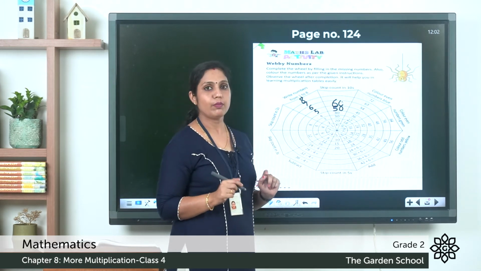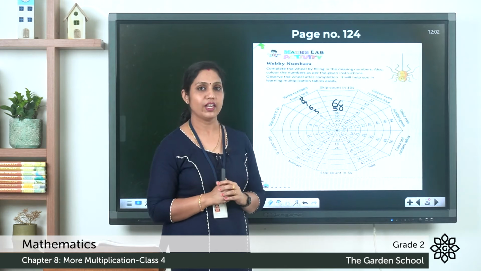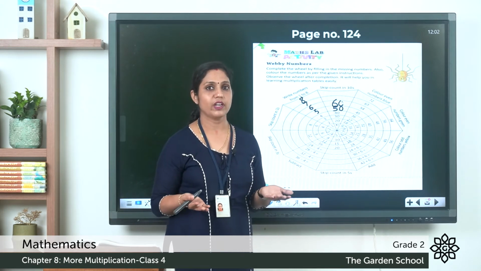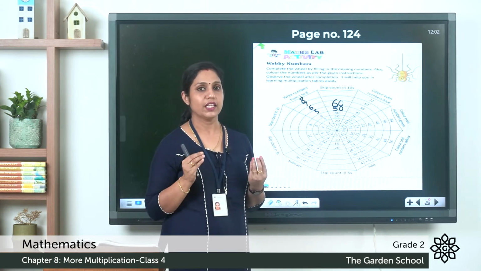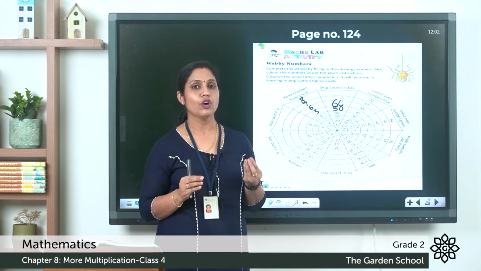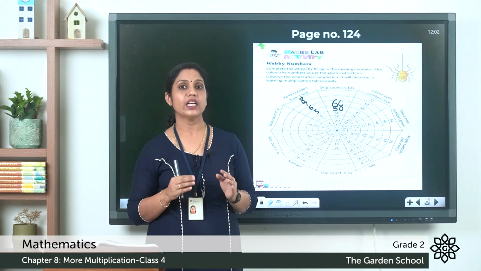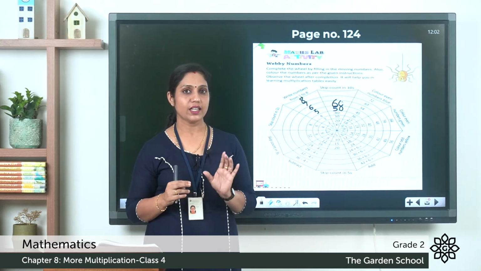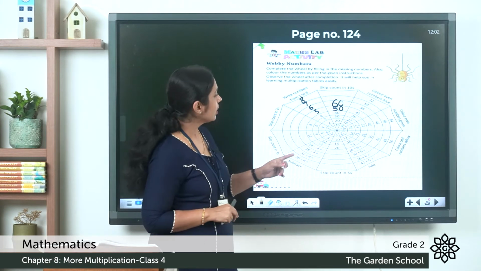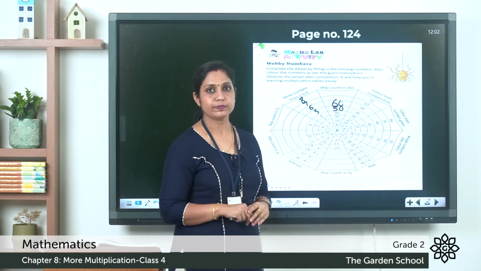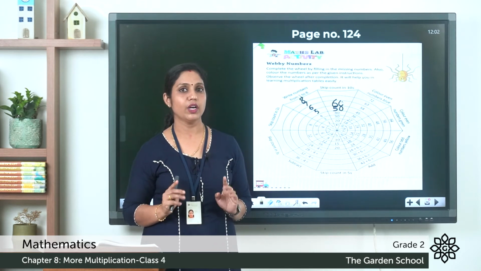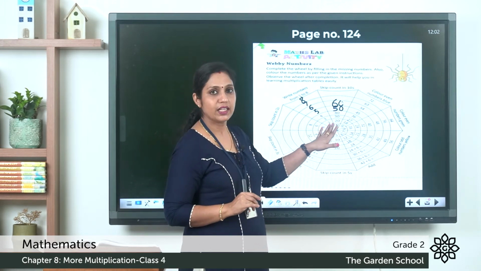Color even numbers blue. So what is an even number? We have already learnt in our previous chapters what an even number is. The numbers 0, 2, 4, 6, 8, when they come in the ones place, we can say that that number is an even number. Let's check the number 9. Is 9 an even number? No. So no need of coloring that number.